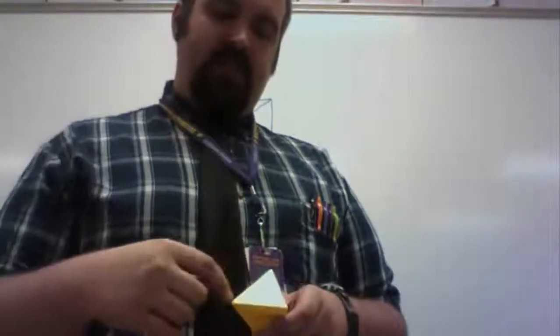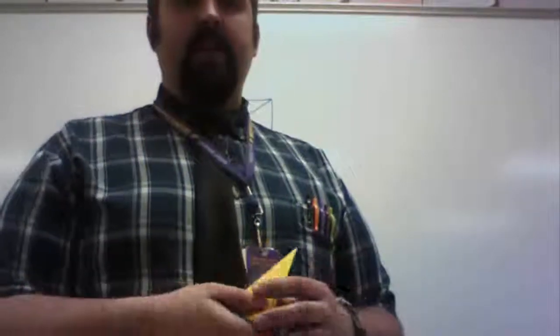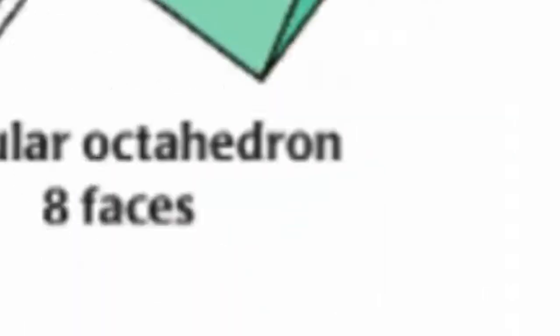Tetra, 4, hedron, faced. All right, so regular tetrahedron just means it has 4 congruent regular triangles for each of its faces. Now this isn't a true regular tetrahedron. It is a tetrahedron, but it's not a regular one. A regular octahedron: all the sides are triangles. It's basically 4 on top, like a pyramid, and 4 on the bottom.